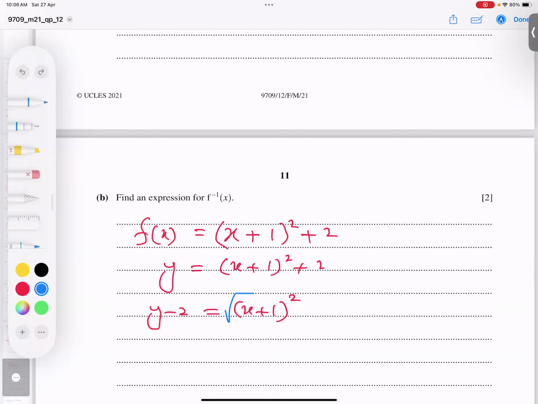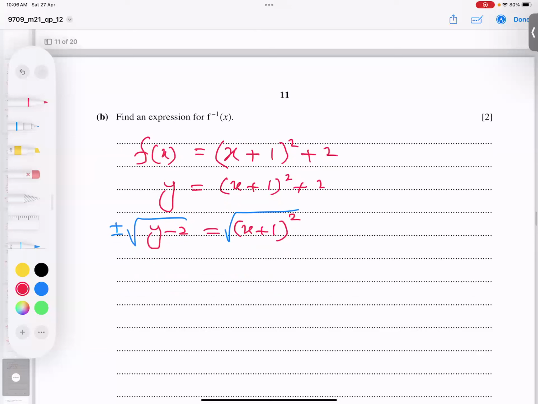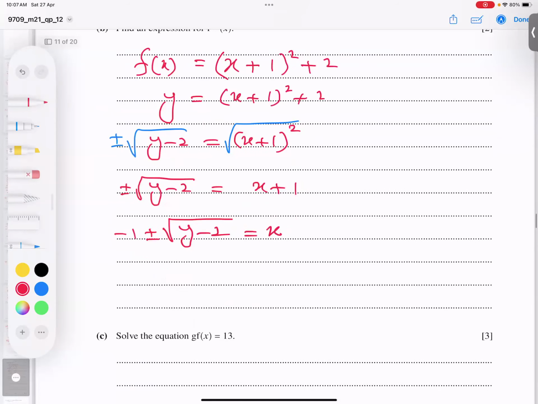When I take a root of both sides, I will get a plus and minus. You know it very well. I get root of y minus 2 with plus minus 1, and here I got x plus 1. 1 goes there, it becomes -1. I hope so. Up till here, no confusion. I got x as subject, but switch, because I need it on the left-hand side. Interchange. When I do interchange, x becomes y and y becomes x.